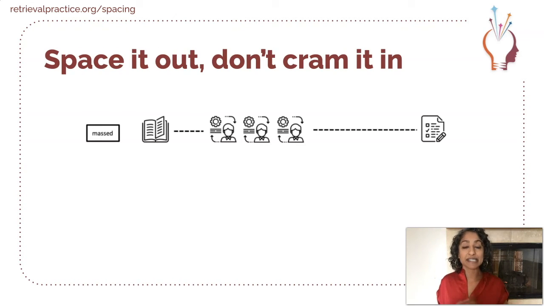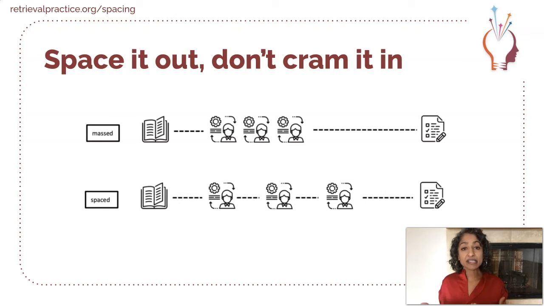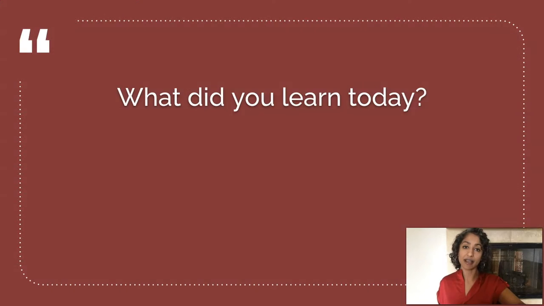A visual representation of spacing. In this example, students might cram their book. It's what we also call massed learning. Students are maybe studying for an hour and a half the night before, and then they take the exam or write a paper, whereas spacing is, let's say, students study half an hour on a Wednesday, half an hour on a Thursday, half an hour on a Friday, and then take the exam. Students will do well on the exam, and they will retain that information over time.